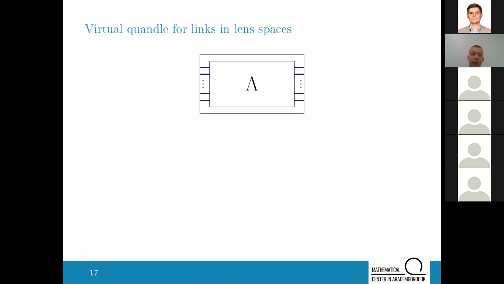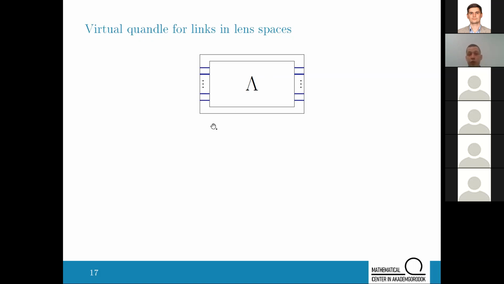And what we did, as we're going to the end, we introduced a virtual quandle for links in lens spaces. It's very interesting. The part about virtual links today in this presentation, I mentioned only in order to introduce the virtual quandle and the way virtual quandles appear. In this part of the talk, I'm not going to speak about virtual links, but I will speak about the virtual quandle, because it's just a common term. So, how do we introduce a virtual quandle for links in lens spaces?